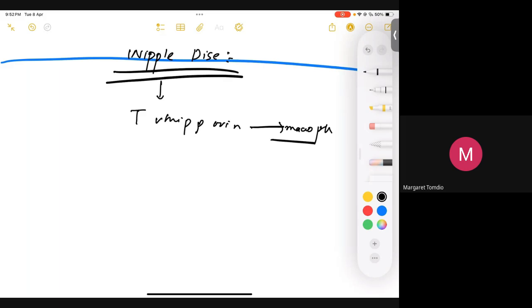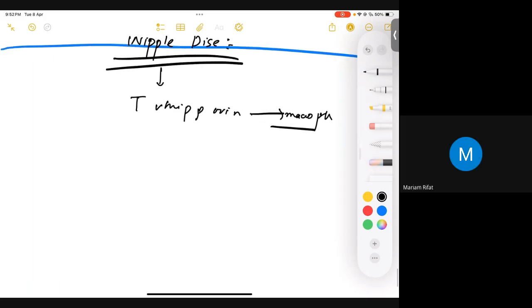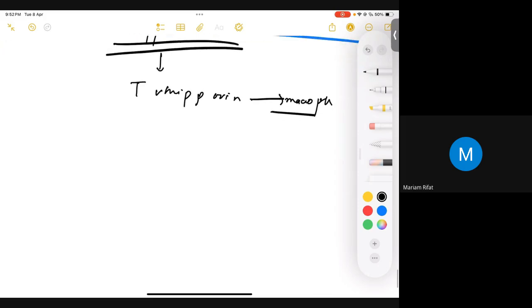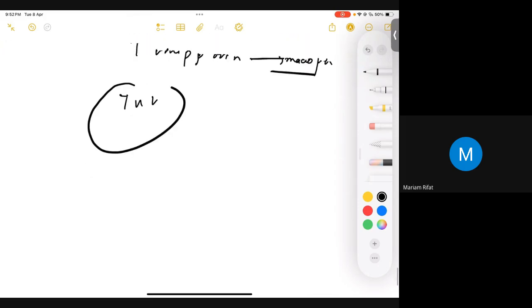In those macrophages, you are going to have a ton of this organism, T. whipplei, right? So these macrophages fill with T. whipplei. Okay, what happens as a result of that?